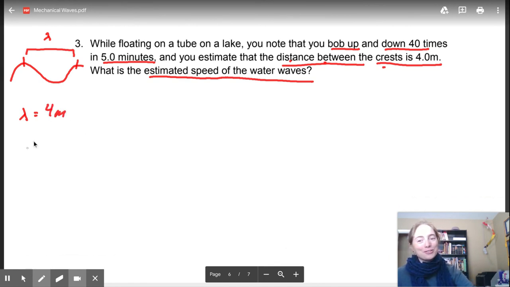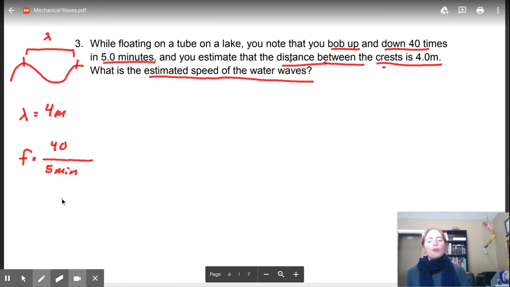Okay, so that's 4 meters. You go up and down 40 times in 5 minutes. Well, ladies and gentlemen, we can use that to calculate the frequency. The definition of frequency is like RPM, rounds per minute. That's another unit for frequency. So the number of times that you bob up and down, 40 times in 5 minutes.